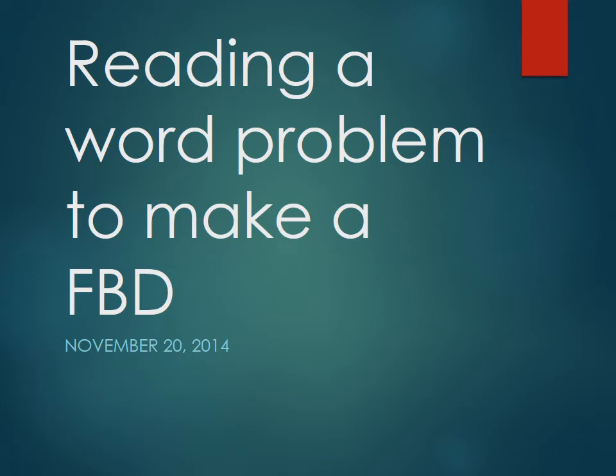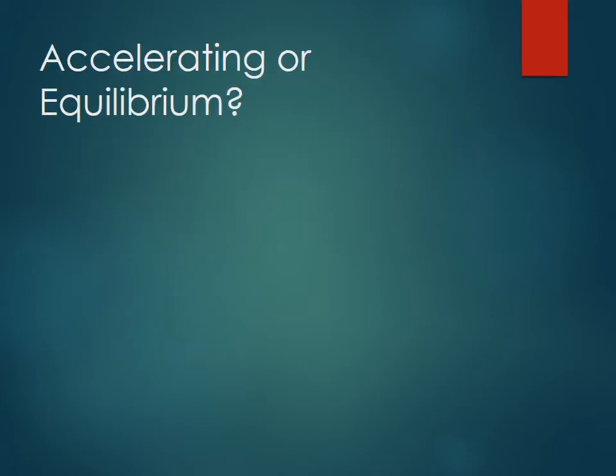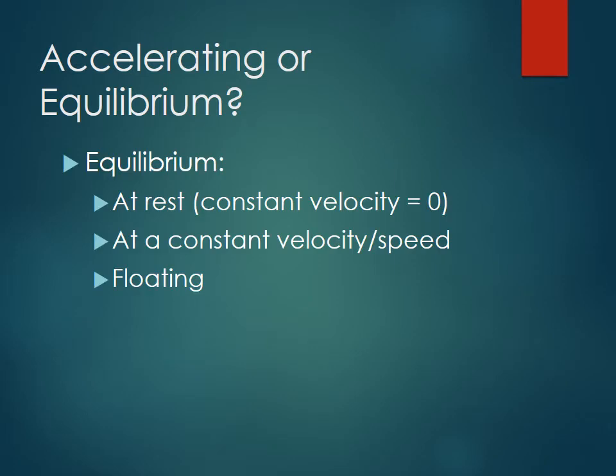Reading a word problem to make a free body diagram. So the first question you're usually going to be asking yourselves is, is this object accelerating or is it at equilibrium? Some of the words in a problem that will give away that something is at equilibrium: that means zero net force in any direction.